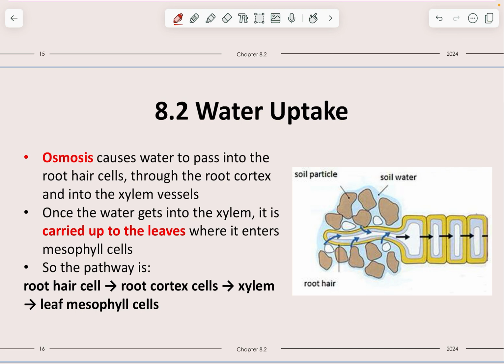So in the end, what is the summary of the process? It's from the root hair cell to the root cortex cell, the xylem, and then lastly the leaf mesophyll cell. So you have to remember this pathway. Generally, it's actually quite easy. Always from root hair, then root cortex, and then later on to the xylem, because xylem is the one that transports water and the mineral ions, and only then it reaches up to the mesophyll cell.